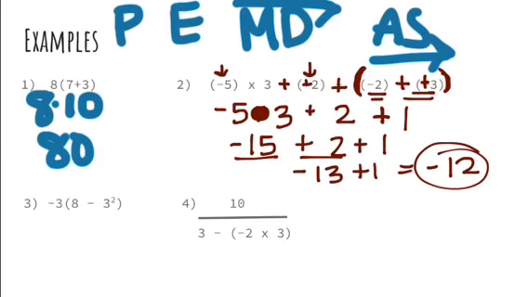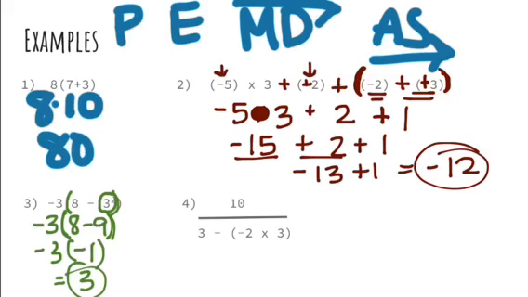Number 3. I've got parentheses. In the parentheses, I've got to do 8 minus 3 to the second power. Before subtraction, I've got to do exponents. 3 to the second power is 9, because 3 to the second power is 3 times 3. So I have 8 minus 9 in parentheses. Now I've got to actually compute what's in parentheses. 8 minus 9 is negative 1. So I have negative 3 times negative 1, which is positive 3.